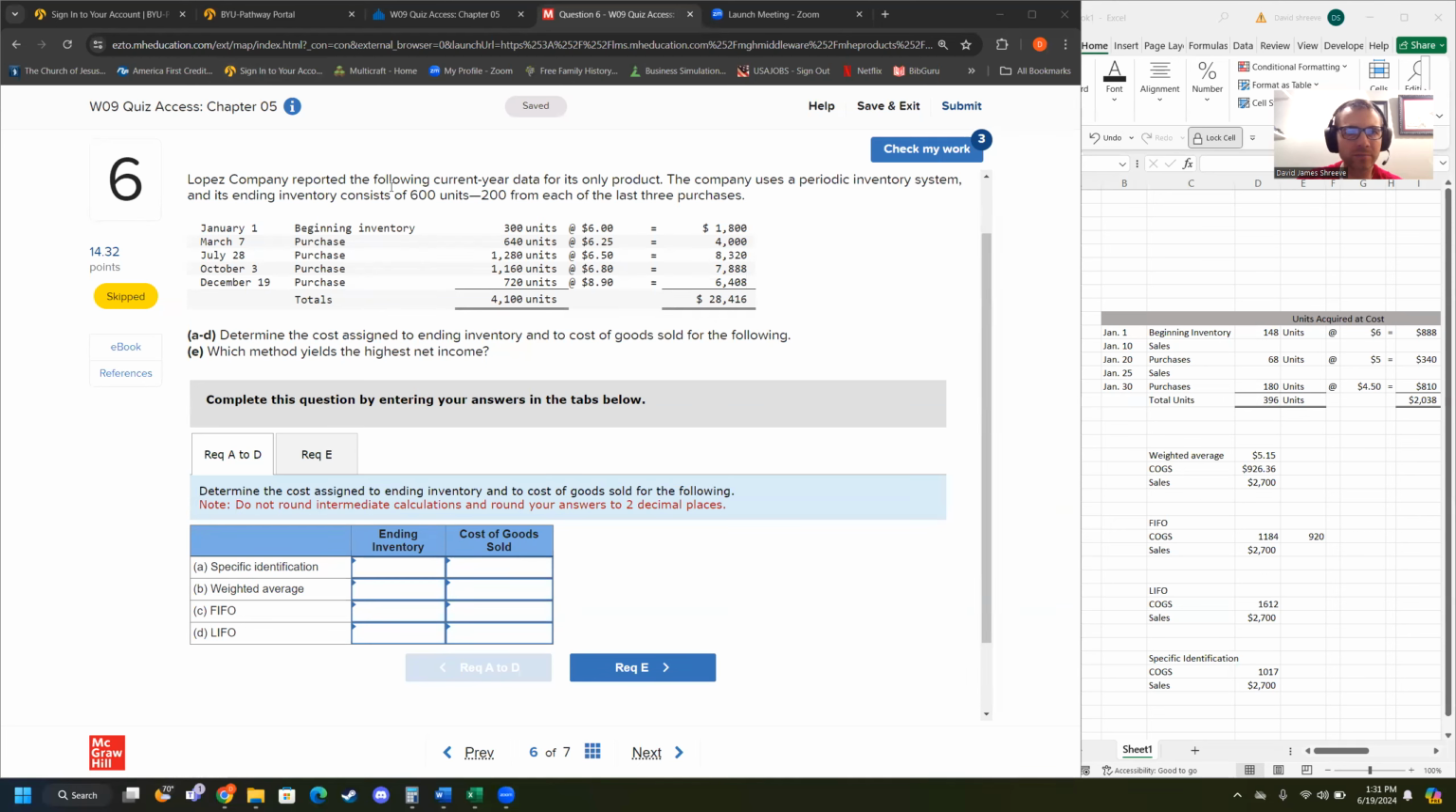So with that, I was looking at this a little before, so I cheated a little bit because I didn't want to start from scratch. But I think this is our specific identification problem right here, to know that the last 200 from each of the last 3 purchases, that's using the specific identification process. So that's what's going to go there. But I'm also guessing we have 600 units in all, ending period. So we'll use that number for weighted average, FIFO, and LIFO.